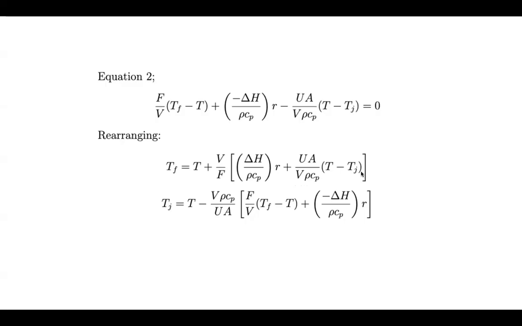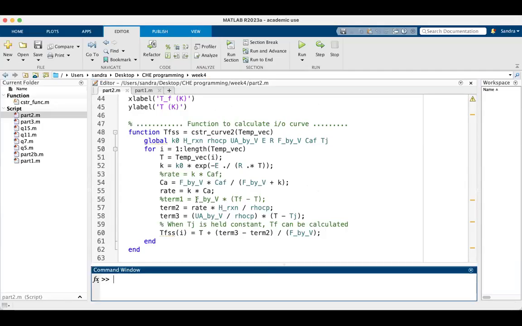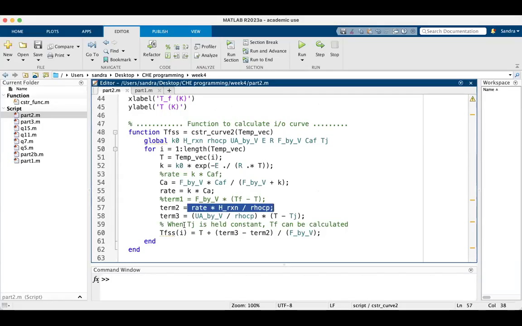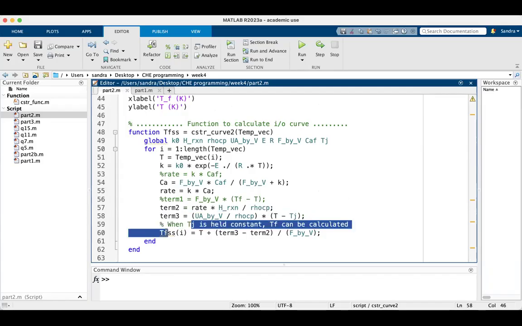Now you have to code this equation. For coding this equation, this part is nothing but term 2 and this is nothing but term 3. So you will have to arrange it in MATLAB. Term 2 is given, term 3 is given.